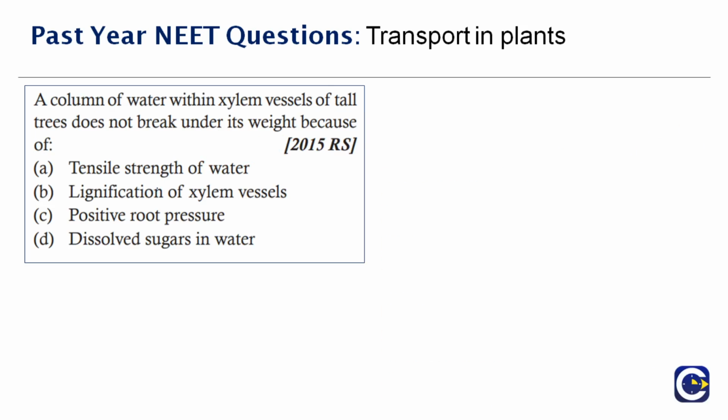This question was asked in the year 2015. A column of water within xylem vessels of tall trees does not break under its weight because of dash. I already said what is tensile. If you remember what is tensile, it will be easy for you to answer here. See, one thing you need to understand here is, imagine it's a huge tree and all that pressure is exerted in the base. Okay, how can that tree withstand? That is a question here.